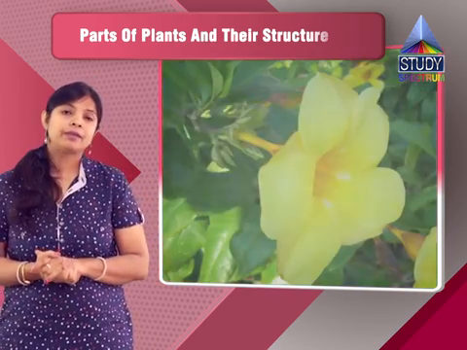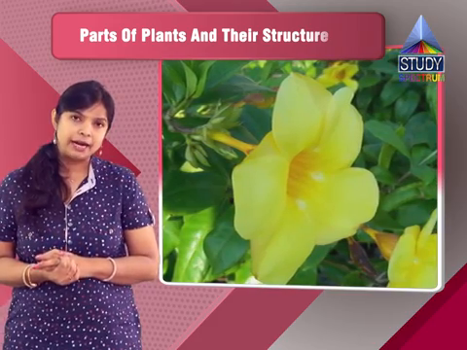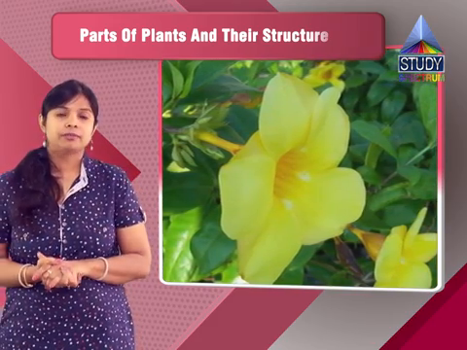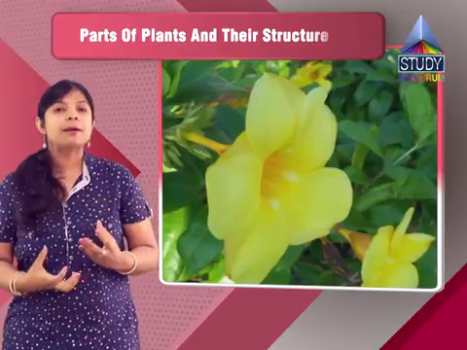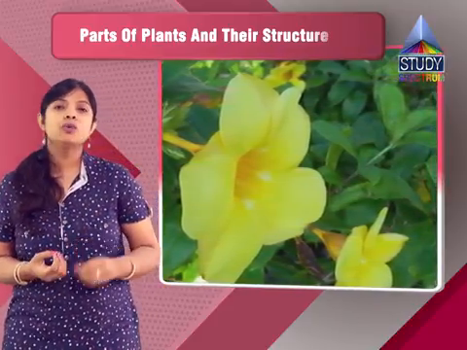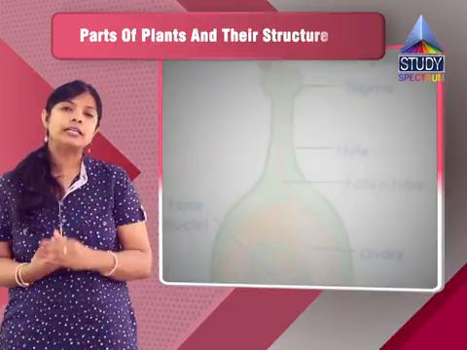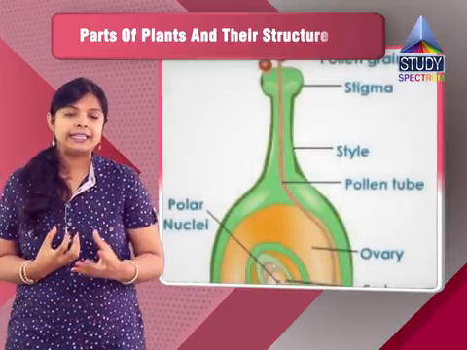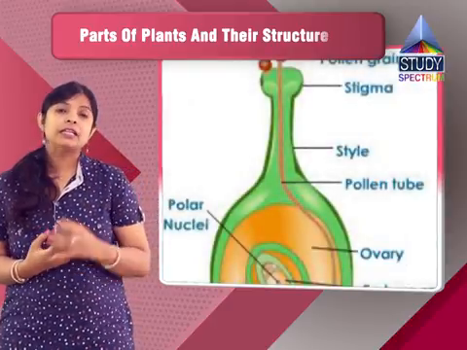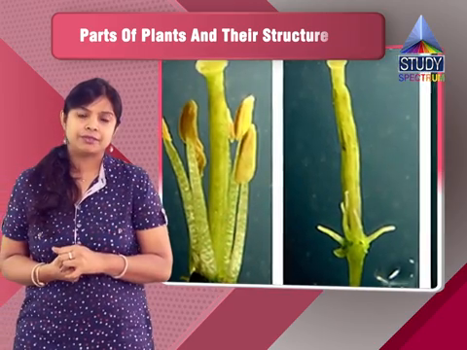Now androecium. So androecium and gynoecium are the reproductive parts of the plant, and let us start with the androecium. So students, androecium is the male reproductive part of the plant. It is divided into anther and filament. The anther is on the top of the filament, and it contains the pollen grains, so the male gametes are present in the anther of the plant.